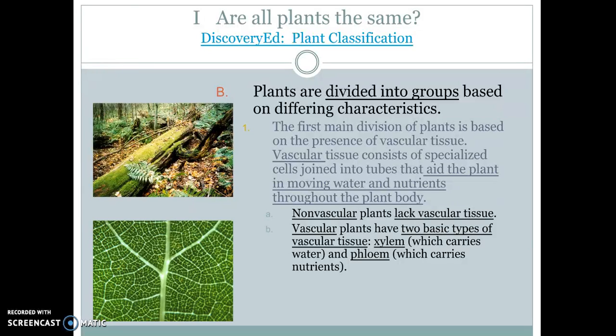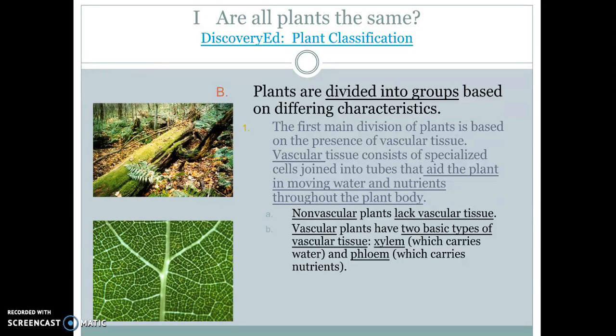Plants are divided into groups based on their different characteristics. Overall, they have a lot of the same characteristics, but there are some different ones, and that's how we end up categorizing all of their different species of plants. The first main division of plants is the presence of something called vascular tissue.